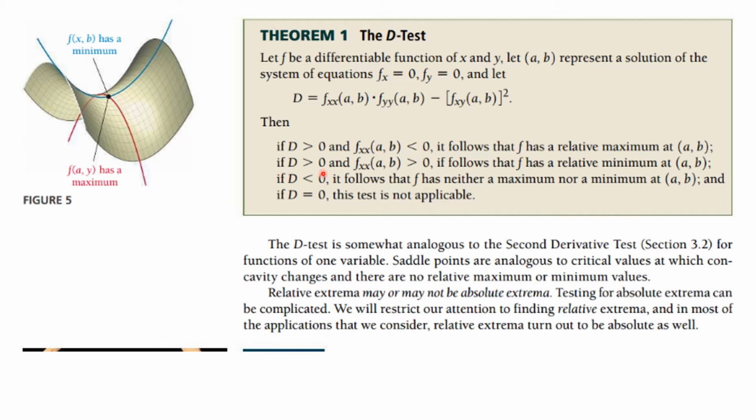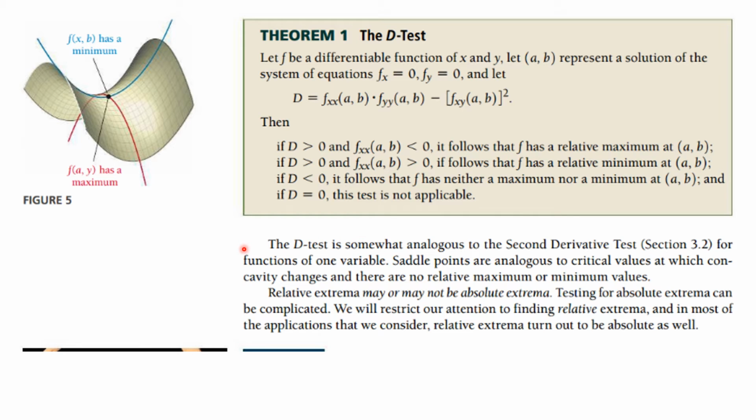If D is greater than 0 and fxx is greater than 0, it follows that f has a relative minimum at (a, b). Now if D is less than 0, it follows that it has neither a max nor a min at (a, b), and that means that there's a saddle point. And if D is equal to 0, the test cannot be applied.